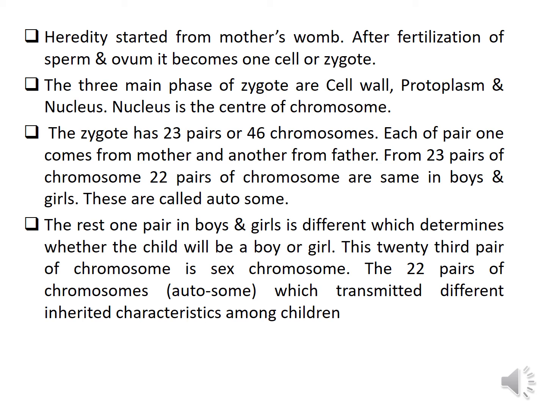Of the 23 pairs of chromosomes, 22 pairs are the same in boys and girls, and they are also called autosomes. The remaining one pair is different in boys and girls, and determines whether the child will be a boy or a girl. This 23rd pair is the sex chromosome. The 22 pairs of chromosomes transmit the different inherited characteristics among children.